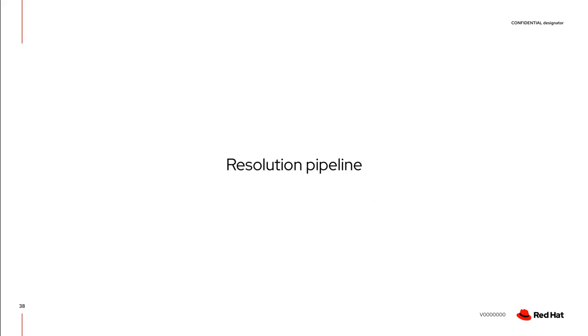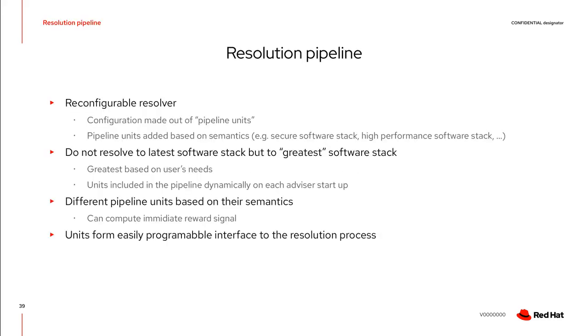The last thing that I would like to discuss is the resolution pipeline. So you already know that we are taking some actions in the MDP, and these actions correspond to steps. So we created an abstraction that's called the resolution pipeline, and this pipeline is created out of units. These units have their separate semantics. So there is a unit that scores packages based on performance, based on security and stuff like that.